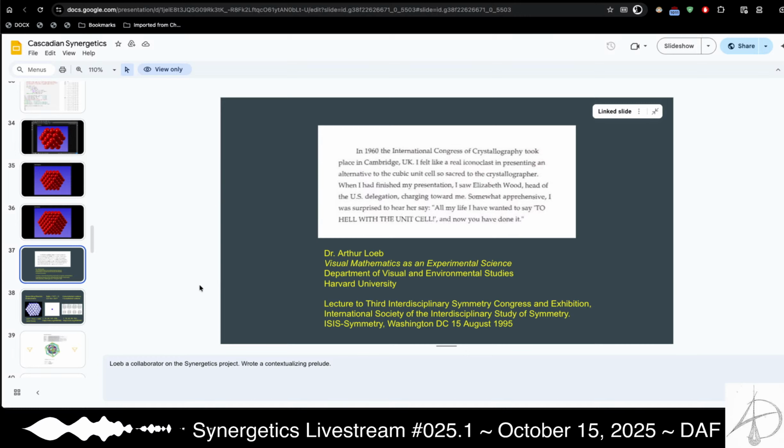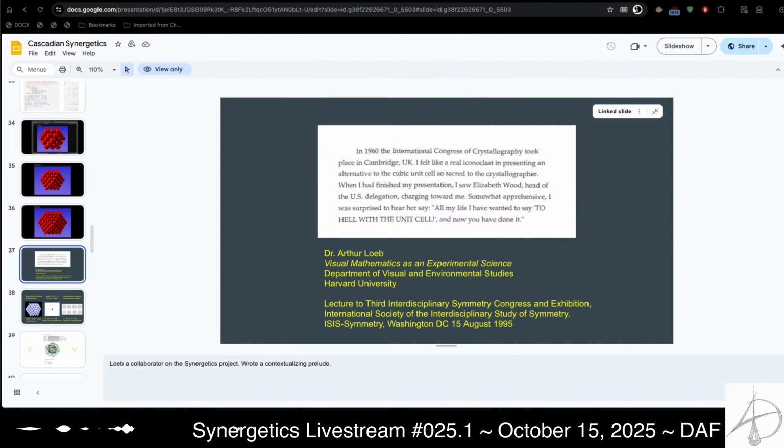Now we turn to another geometer and crystallographer, Arthur Loeb. Here's a quote. In 1960, at the International Conference of Crystallography, which took place in Cambridge, UK, I felt like a real iconoclast in presenting an alternative to the cubic unit cell, so sacred to the crystallographer. When I had finished my presentation, I saw Elizabeth Wood, head of the U.S. delegation, charging towards me. Somewhat apprehensive, I was surprised to hear her say, "All my life I have wanted to say, 'To hell with the unit cell,' and now you have done it."